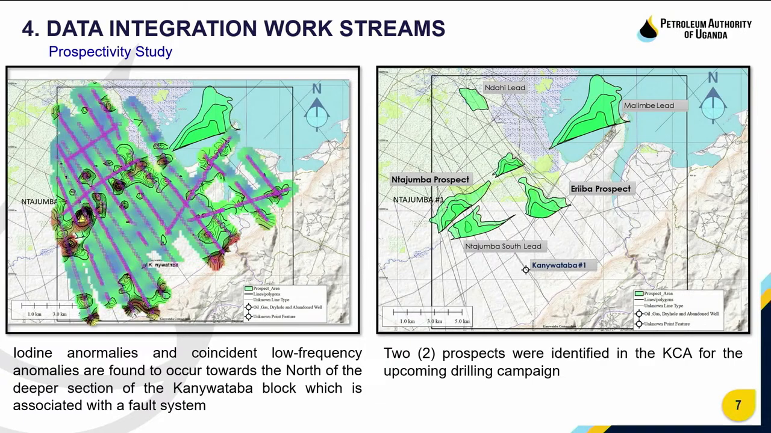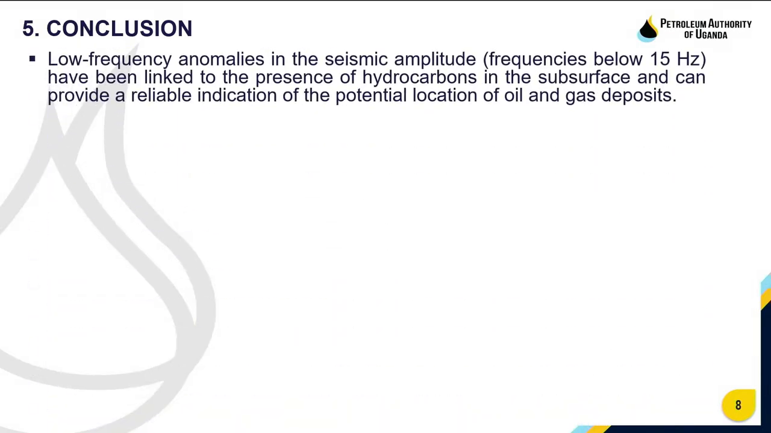On your extreme left is a list of the two prospects, and there are also three leads. So just to make it clear, prospects have a higher degree of confidence that you may encounter hydrocarbons when they are drilled as compared to leads, because of the amount of data that shows towards the existence of hydrocarbons in the subsurface. So as we speak, the company has identified two prospects. In conclusion of these observations, it shows that the low frequency anomalies in the seismic amplitude have been linked to the presence of hydrocarbons in the subsurface and can provide a reliable indication of the potential location of oil and gas deposits.